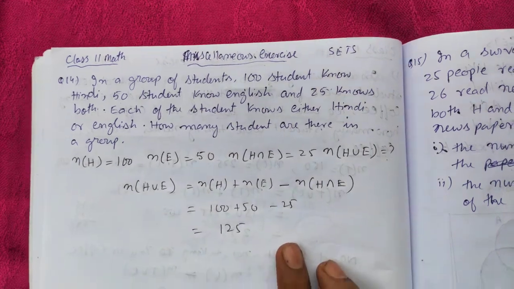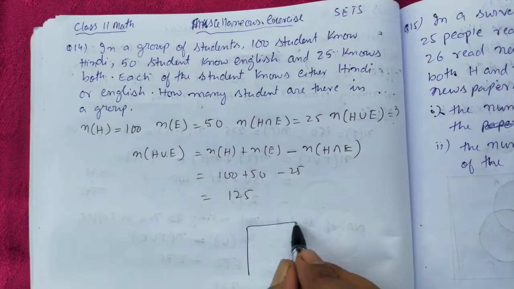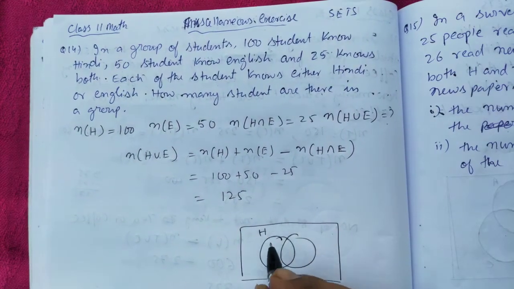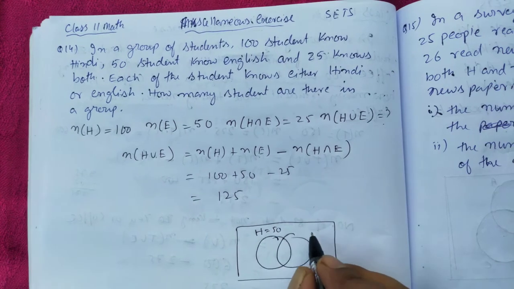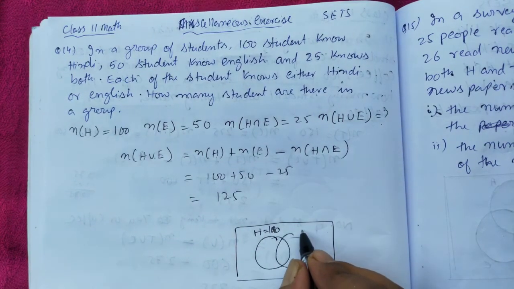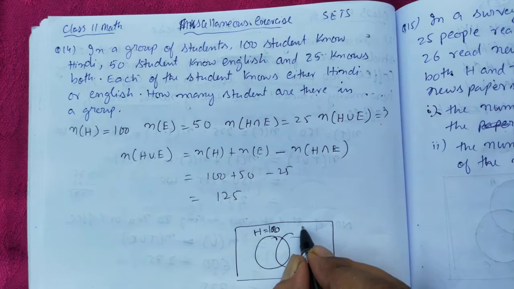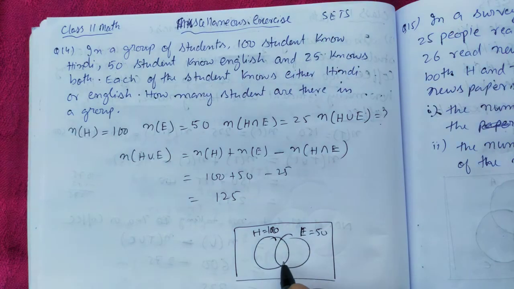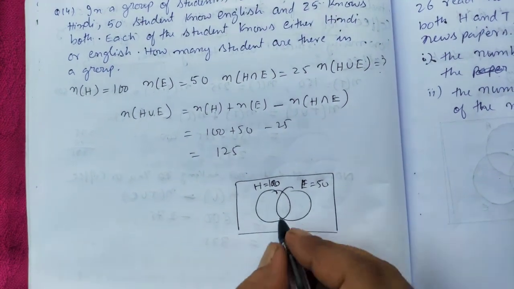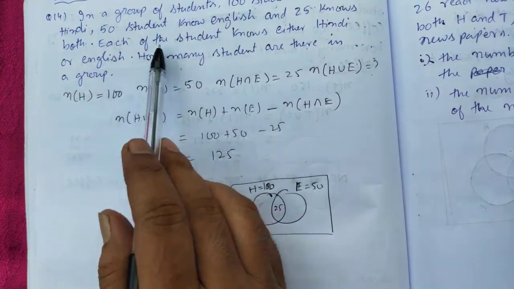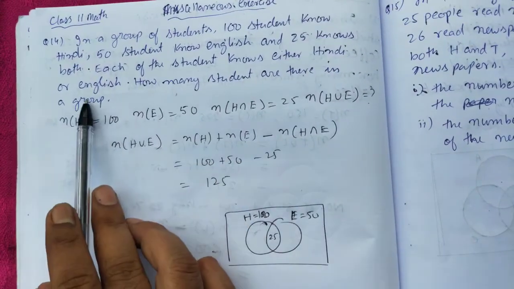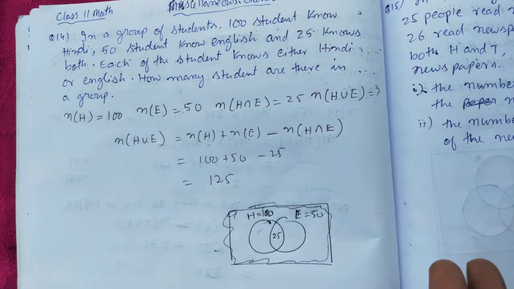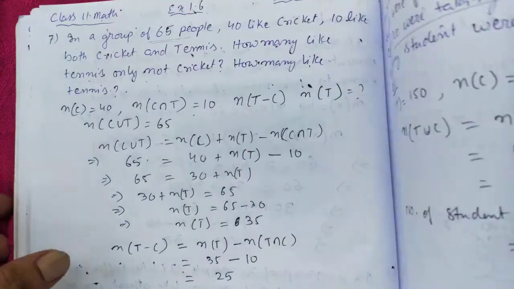You can pause the video and write. See, in the Venn diagram, I'll just explain this. This becomes H, Hindi, which is 100. And English, who know English, is 50. And combined, who know both languages, is 25. But when they say each of the students knows either Hindi or English, that means the universal set is missing. They can speak either Hindi or English. Every student is involved.